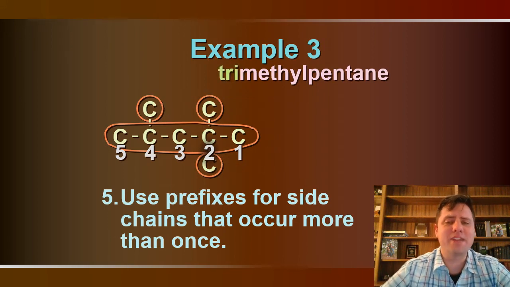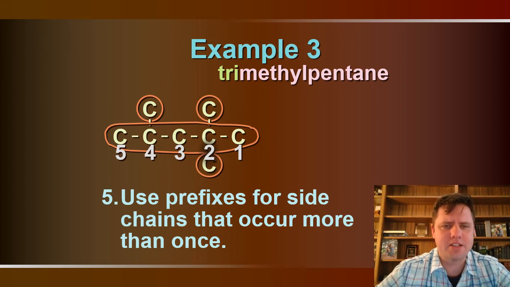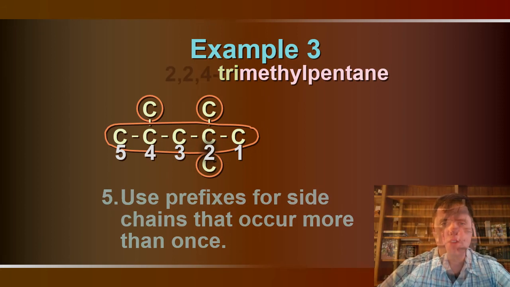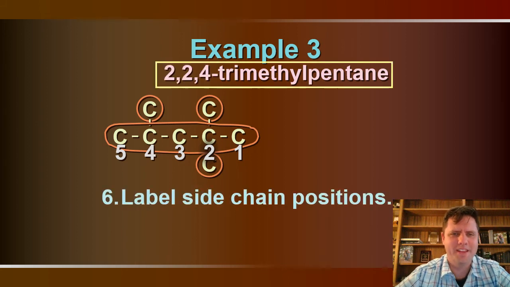And now we just have to identify where those are located. So we've got 2 of them attached to the second carbon and 1 of them attached to the 4th carbon. So we do have to indicate both of them. So we have to say 2, 4. And that tells you where they are. So there's 1 at 2 and another 1 at 2. So we say 2, 2, 4, trimethyl pentane.